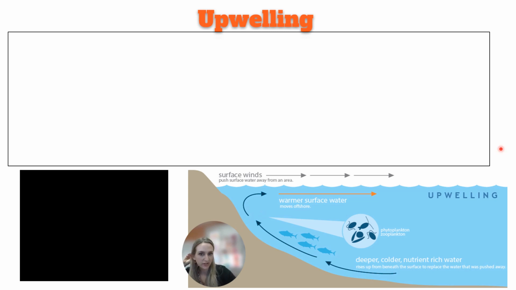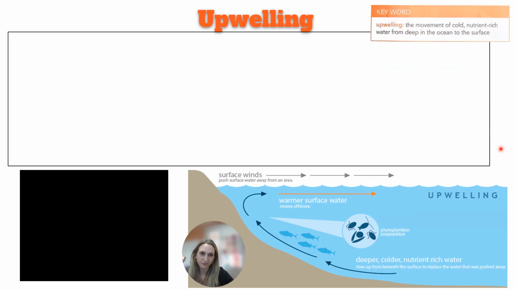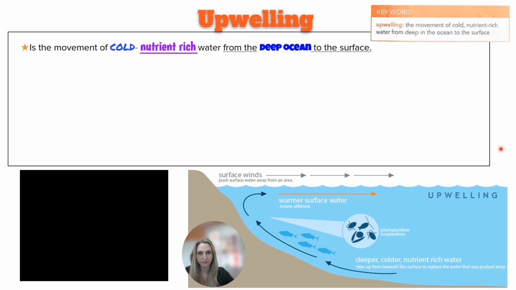All right, so just a little bit about upwelling. This is a good definition to know. Knowing this definition specifically can get you a good deal of marks. So it's the movement, so it's a current, of cold, nutrient-rich water from the seabed to the surface, or deep in the ocean to the surface. Cold, nutrient-rich, you've got to include the nutrient-rich part, from the deep ocean to the surface or the seabed to the surface.